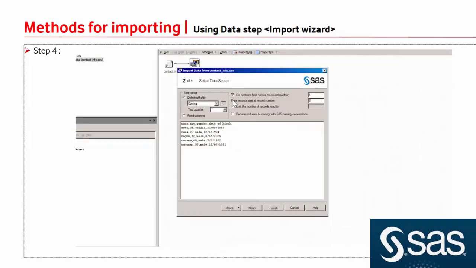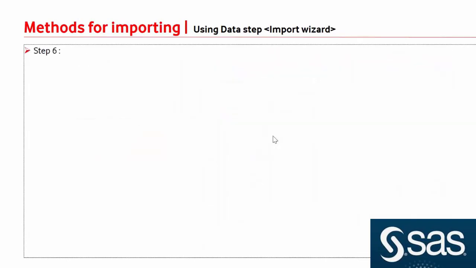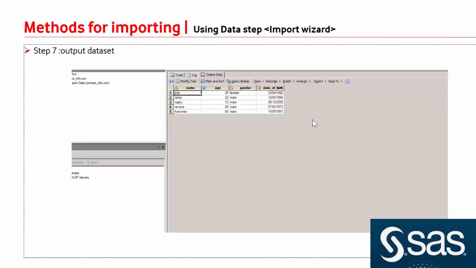Then select this option if the variable names like name, age, gender, and date of birth are included in the file. Here, we can rename the variable names, define their informats, length, etc. Finally, this is the log and dataset is created.